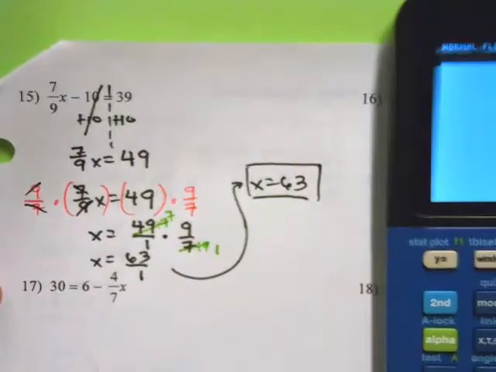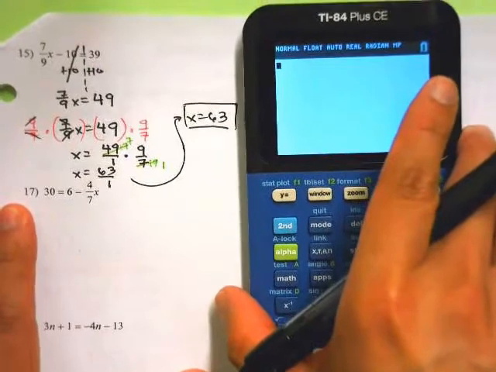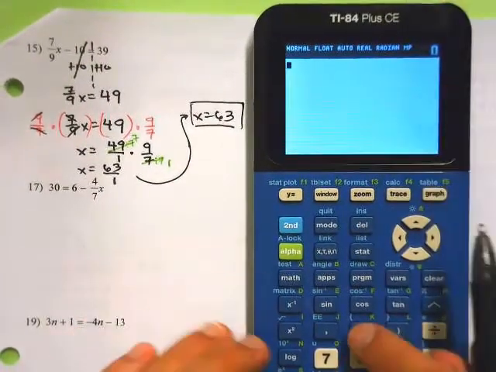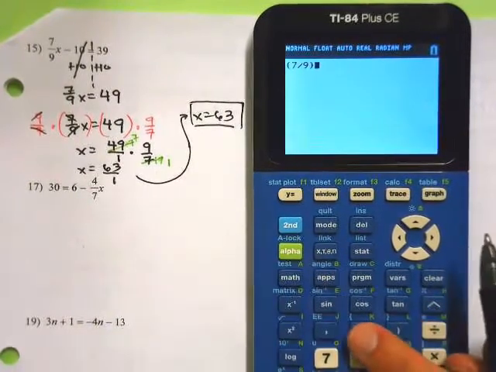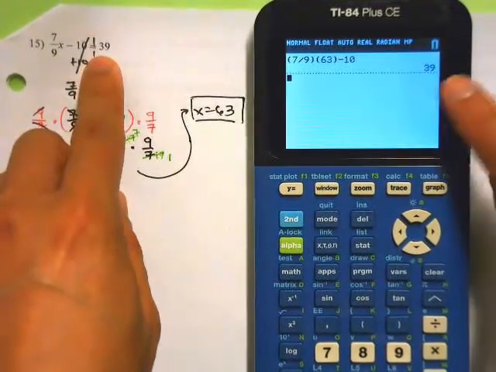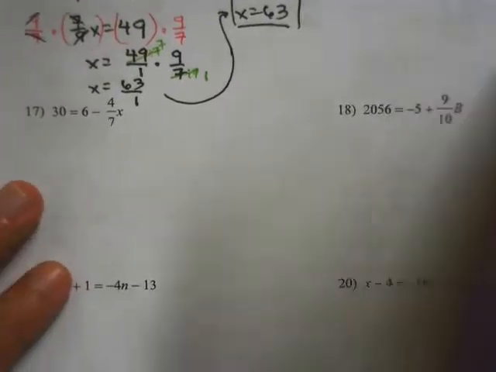The reason why I'm checking is because, in the event that you guys will have that quiz or test, obviously your teacher will not give you the okay. You're going to have to do this on your own. And teachers will not give you an answer key. Okay, so you just want to check your work. 7 over 9, and you see how I'm making those parentheses, times 63, because that's what we had solved for, minus 10. Does that check out to 39? The answer is yes. Okay, so you know you're doing it correctly when your equations are making sense when you plug it back in. Okay.